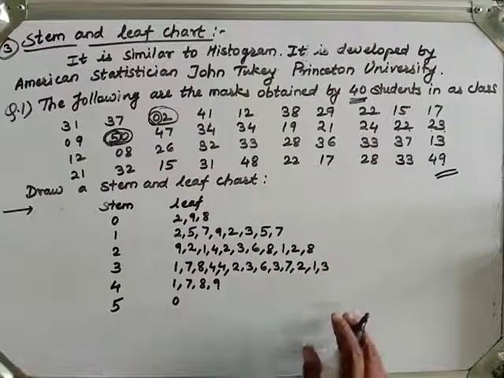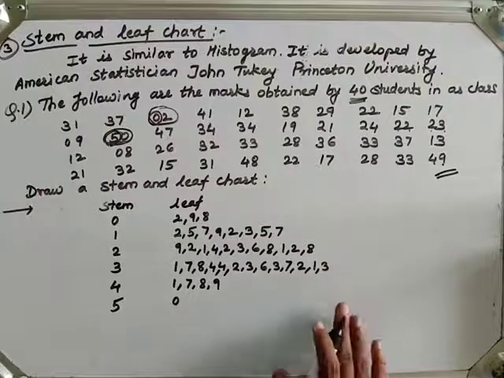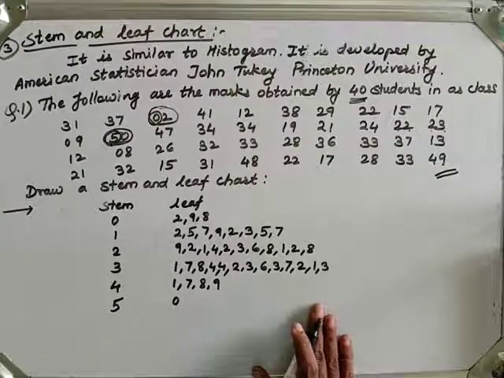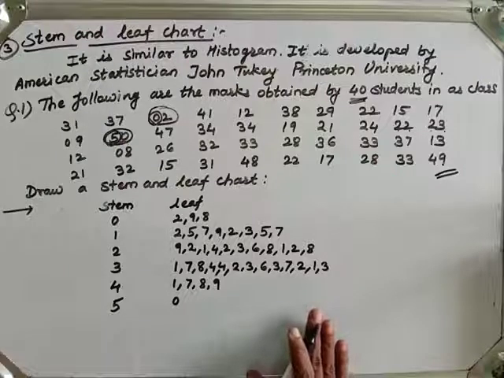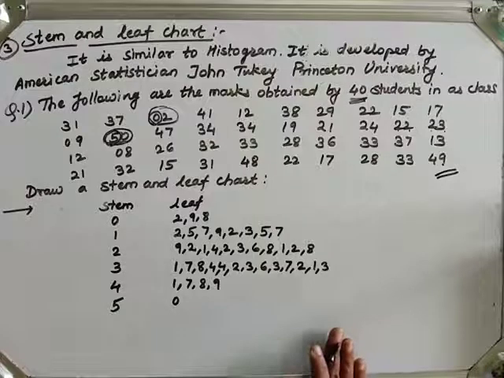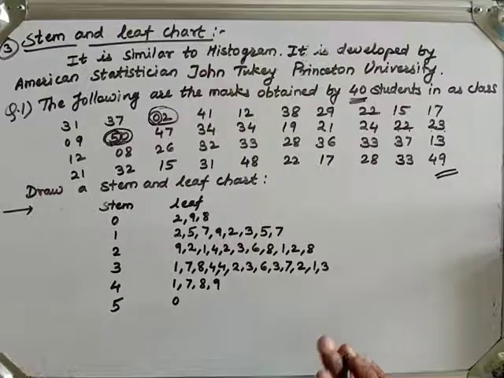So this is about the stem and leaf chart, and this is about the graphical representation of the data given to us. In that one we have seen histogram, Ogive curve or cumulative frequency curve. So this is the completion of our first chapter of descriptive statistics. In the next video we will start our second chapter. In that one we will see measures of central tendency. Thank you.